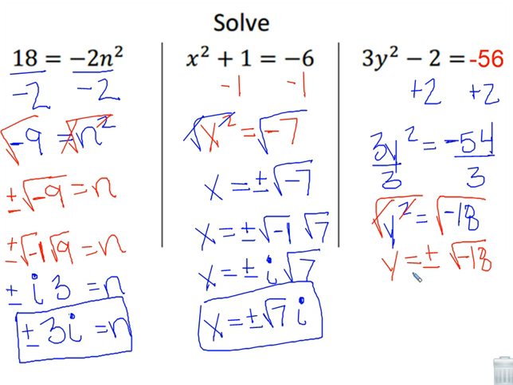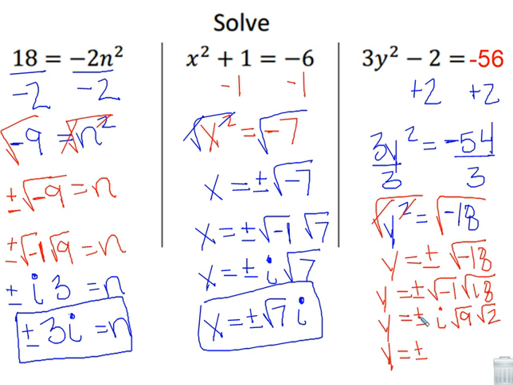All right, so let's break apart the square root of negative 18. We have plus or minus the square root of negative 1 and the square root of 18. We know the square root of negative 1 is i. And we can break apart 18. There's a perfect square that goes into it that happens to be 9, and the other factor is 2. All right, so I can have plus or minus the square root of 9, which is 3.